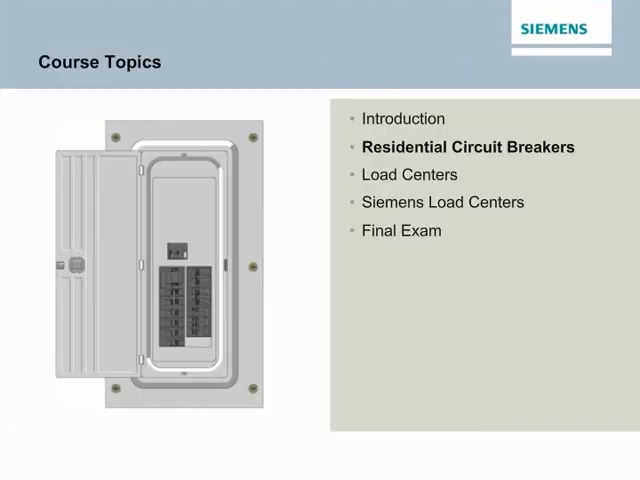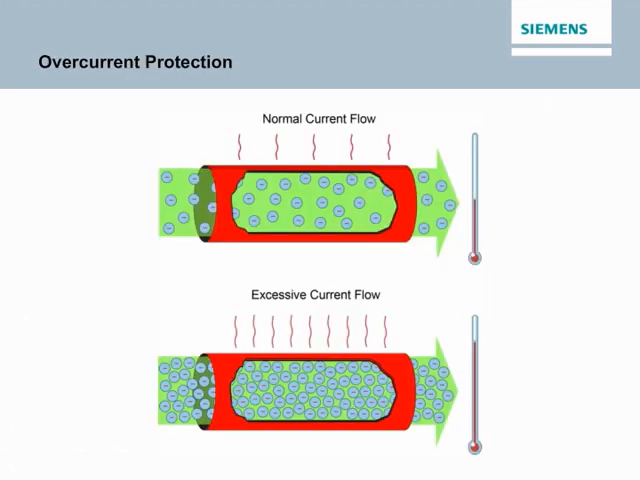Now that you've just completed part 1 of the basics of load centers, let's move off to part 2, which covers residential circuit breakers. Current flow in a conductor always generates heat. The greater the current flow, the hotter the conductor. Excess heat is damaging to electrical components. For that reason, conductors have a rated continuous current carrying capacity, or ampacity. Excessive current is referred to as overcurrent. An overcurrent may result from a short circuit, overload, or ground fault.